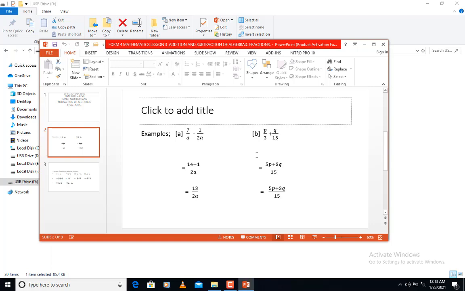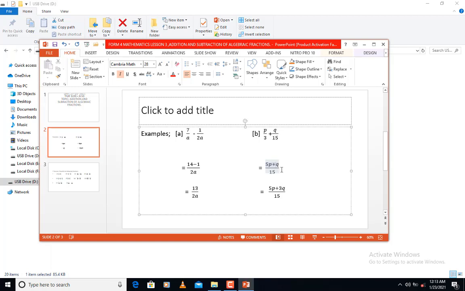Now let's look at example number 2, which is B. P over 3 plus Q over 15. Now what is our lowest common multiple? It's 15. 3 into 15, 5. 5 times the numerator, which is P, 5P. Then 15 into 15, 1. 1 multiplied by the numerator Q is equal to Q.